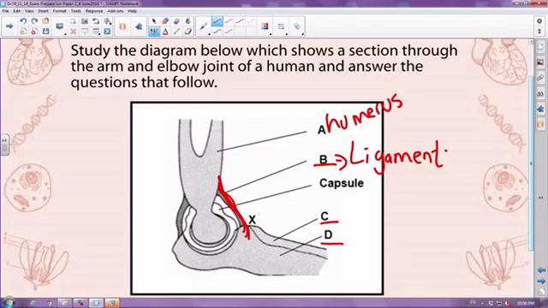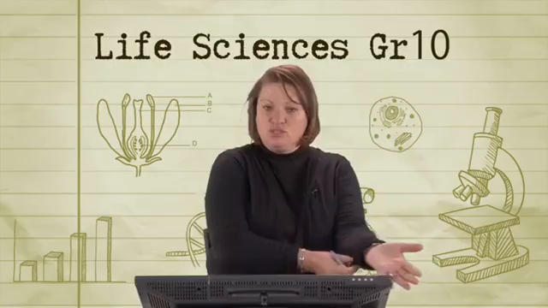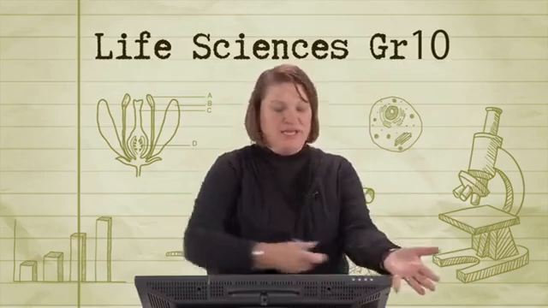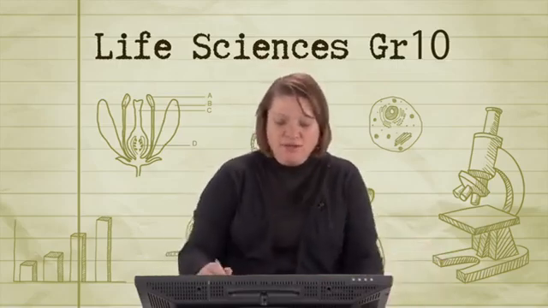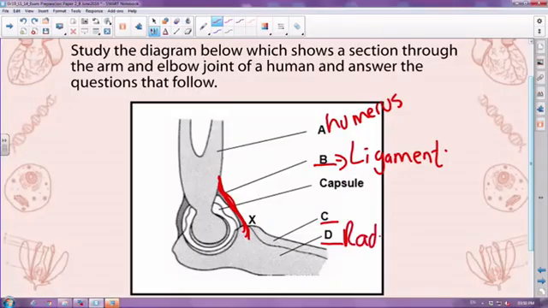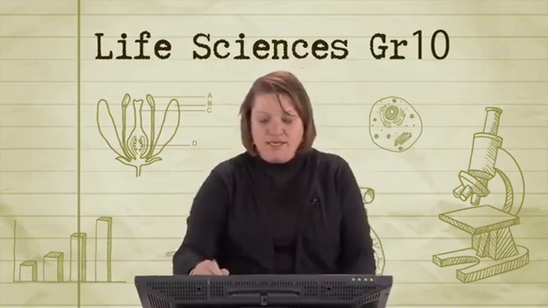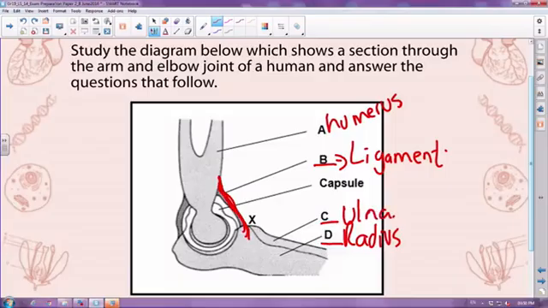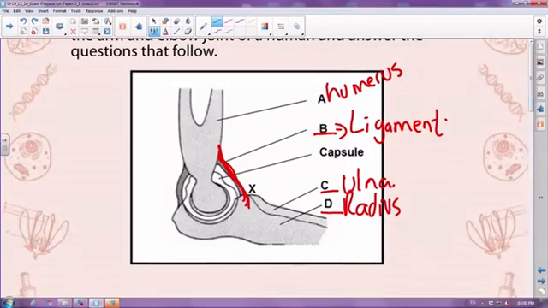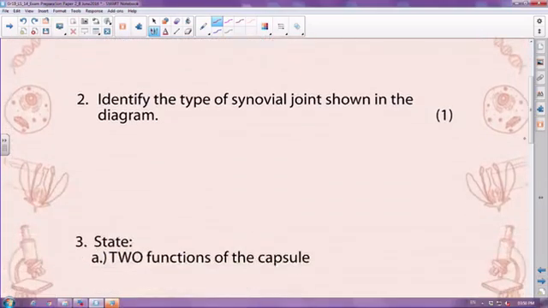Now I always remember, on the outside, if we go over here, the radius always is the bigger one, and that goes to your thumb, and the smaller one on the inside over here is your ulna. So the bigger one is your radius, because why? It's on the outside. Here's my elbow on the outside, and then number C is going to be my ulna. Okay, that is quite a challenging one, but you need to always remember which one is that.